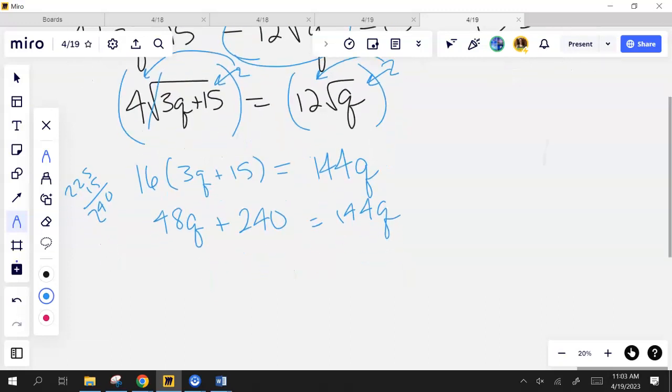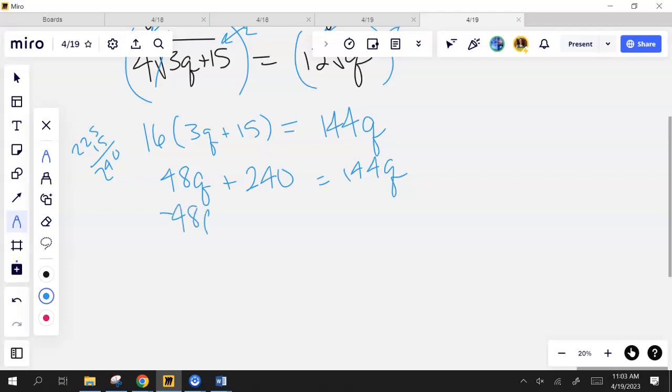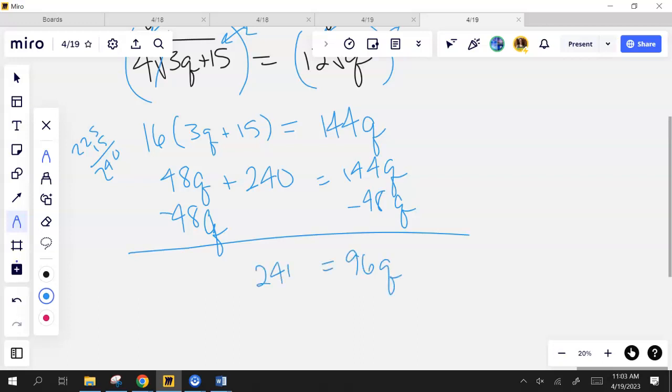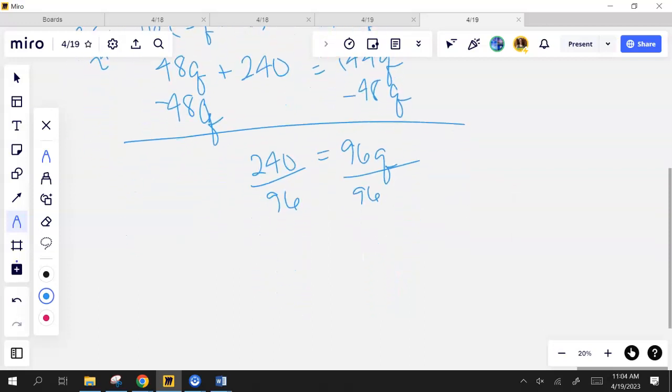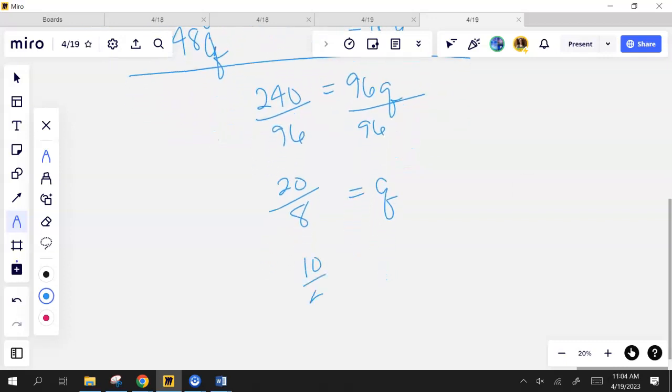Move the 48q. This is just your basic linear equation now. 96. Somebody's going to have to do that on your calculator. You can divide them both by 12. It'll give you 20 over 8, which would be 10 over 4, which would be 5 over 2. 2.5. That's what you said?